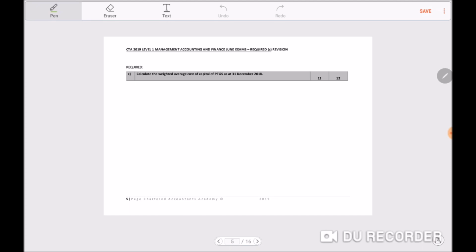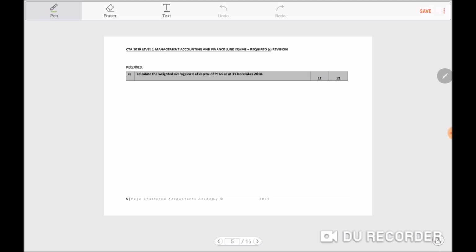Today we're going to be revising CTA 1 end of year, the end of semester exam. We're dealing with required C, which required us to calculate the weighted average cost of capital of PTGS as at 31 December 2018.